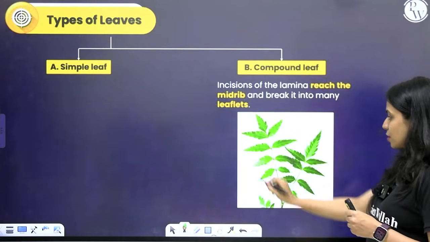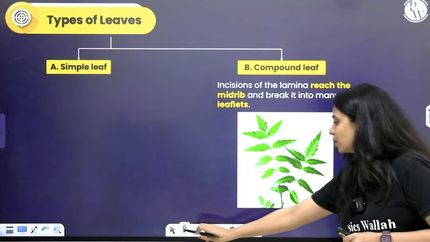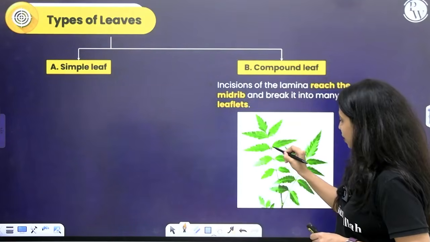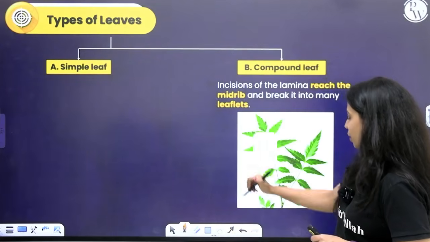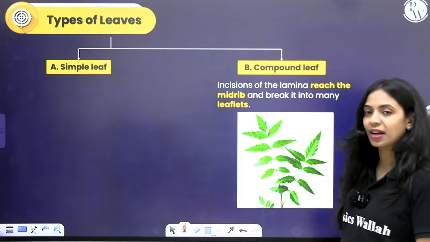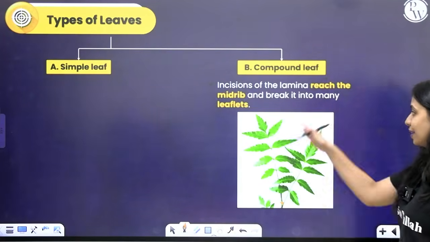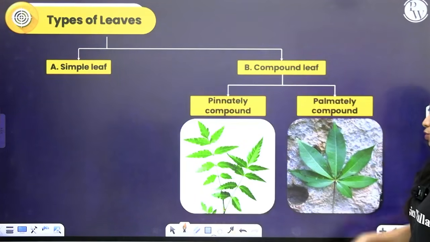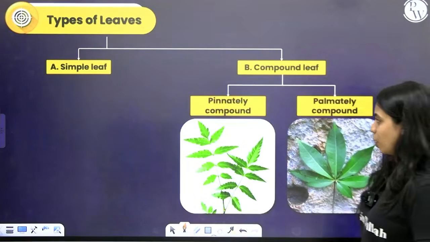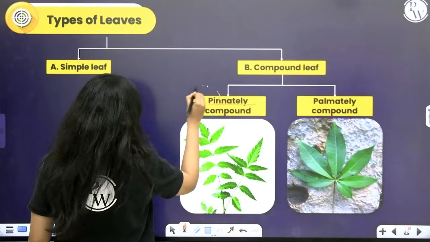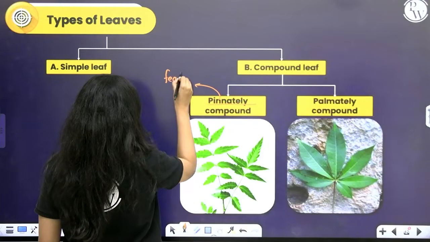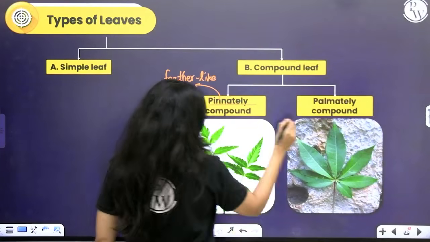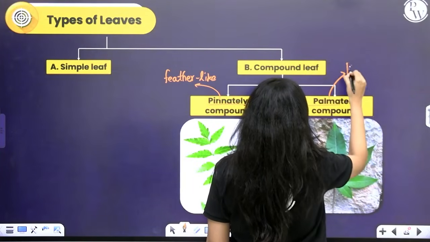How do I know this is a compound leaf and each individually is not a simple leaf? Because over here you do not find axillary buds at all. The axillary bud will be present here at the axil. Okay, so that indicates that this is a compound leaf. Compound leaf has two types, pinnately compound, palmately compound. Pinna means feather-like. Palmately. Palm means palm of your hand.